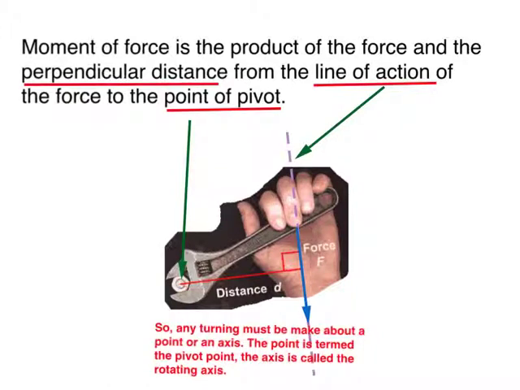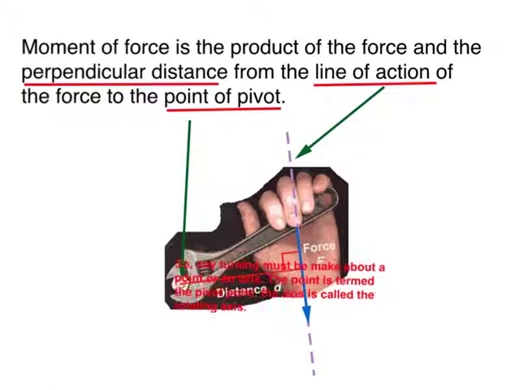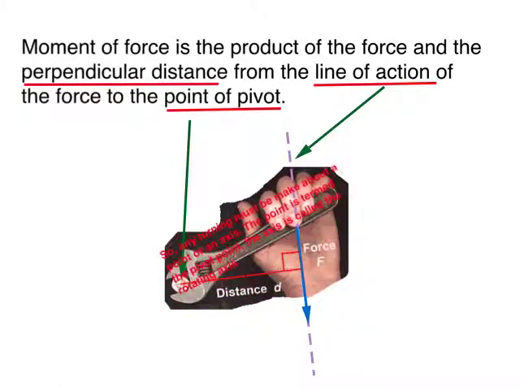It is very important to note that for any turning to happen, it must be made about a point. This point is called the pivot. In this case, it is here. Or about an axis, which is called the rotating axis. For the case of the turning of this spanner, it is happening like this. When the spanner experiences a force from the hand, it is going to turn about the pivot this way.